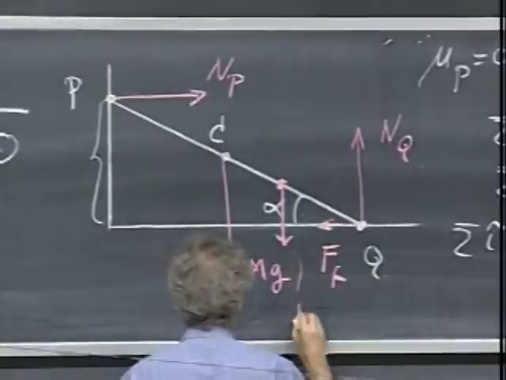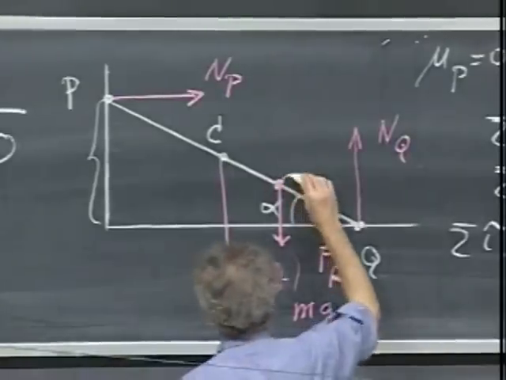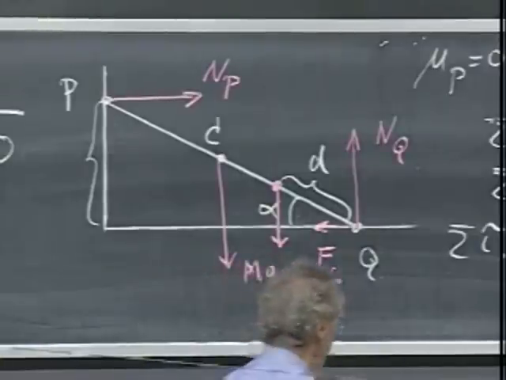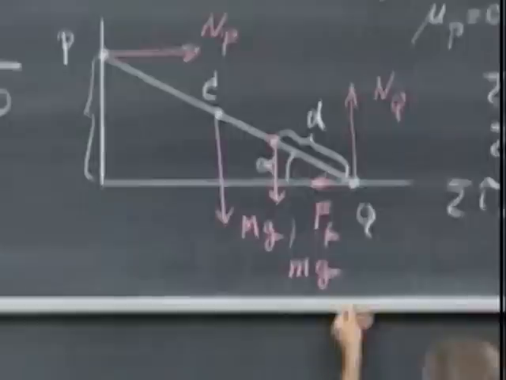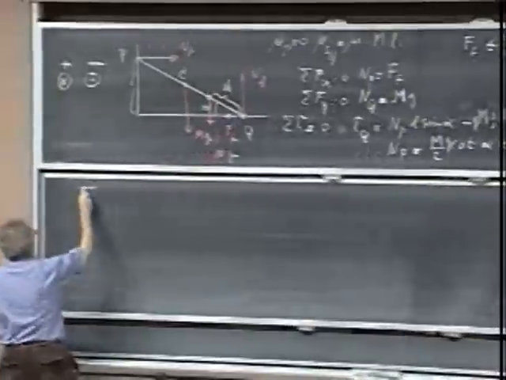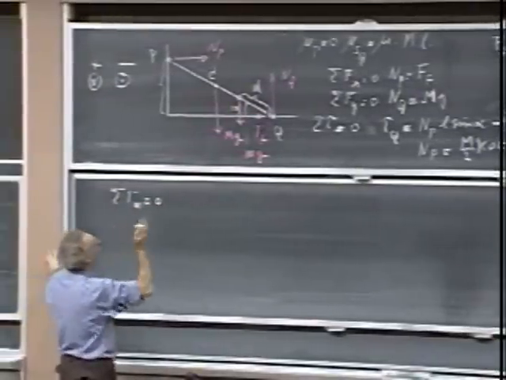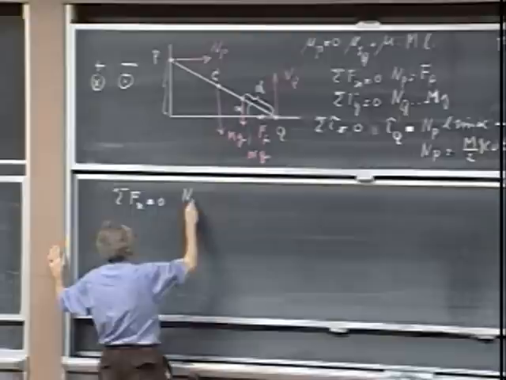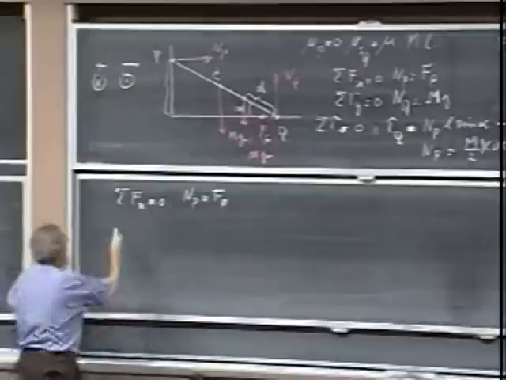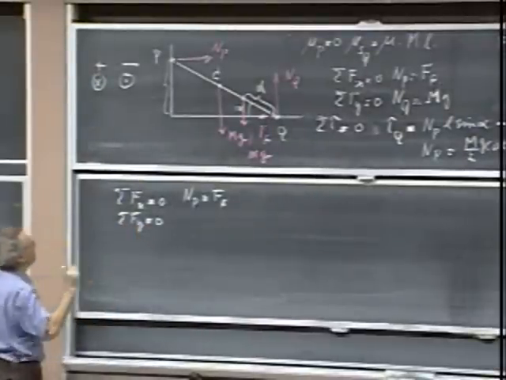So this force here is little mg, and let's make this distance d. And now we're going to redo all these calculations. We start completely from scratch. The sum of all forces in the x direction has to be 0. No change. N of P must be f of f. Now the sum of all forces in the y direction has to be 0. Now there is a change.